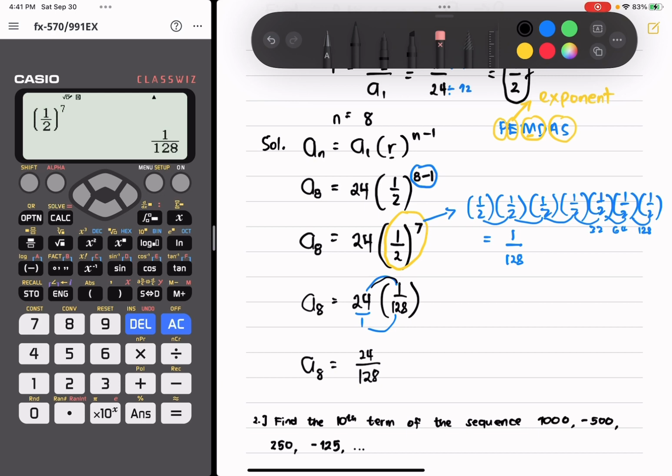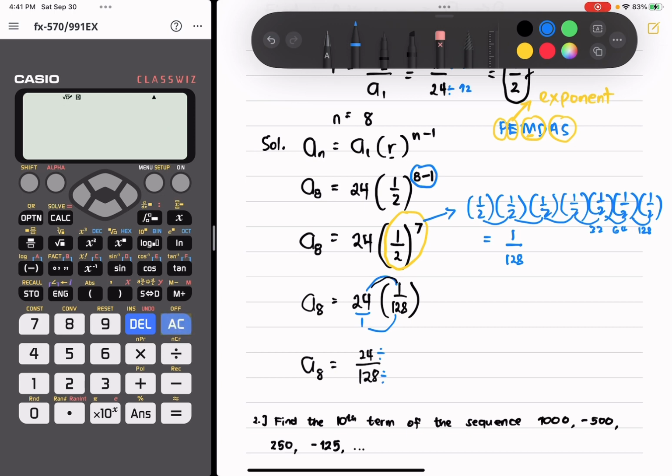Kung pwede i-divide, then i-divide natin siya. Okay? Since it's a proper fraction, mag-iisip tayo ng number na pwede mag-divide sa 24 and 128. Much better kung mas malaking number. Kung hindi kaya ng mas malaking number, start kayo sa pinakamaliit na number muna hanggang lumiit yung fraction nyo. Okay, so pwede ba itong i-divide by 8?